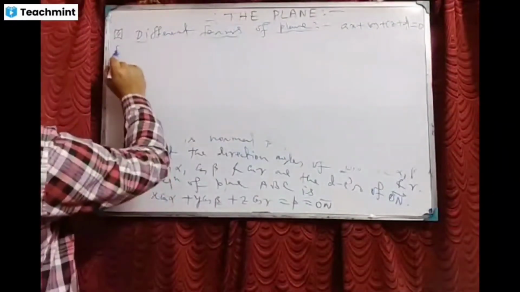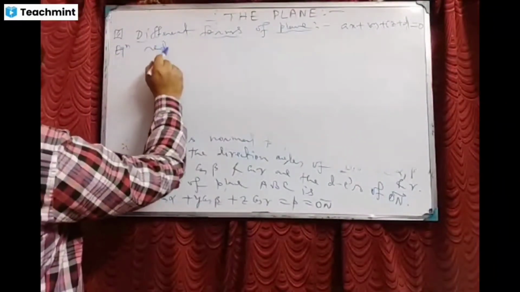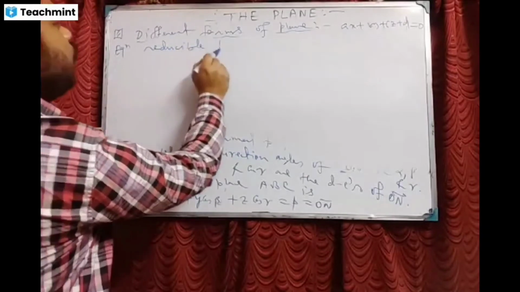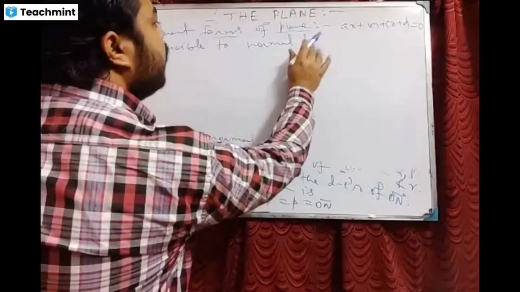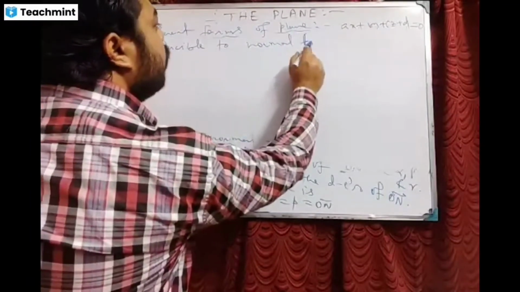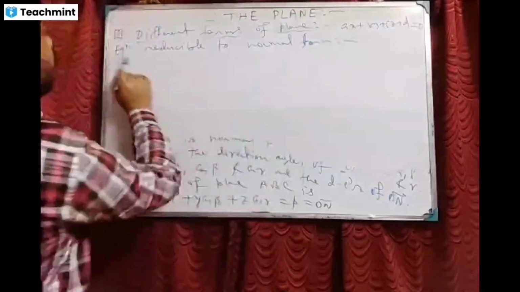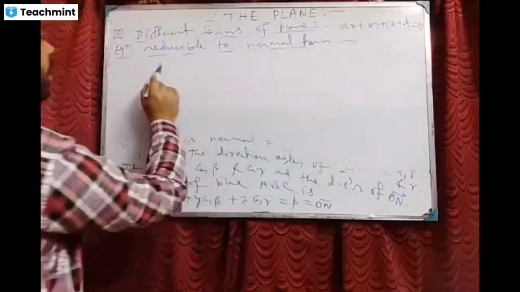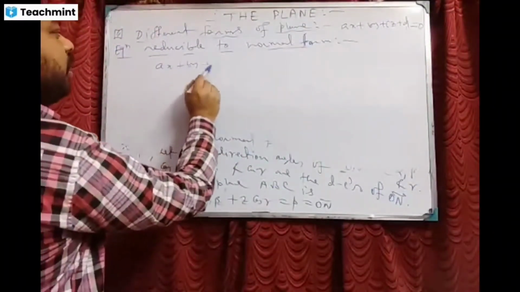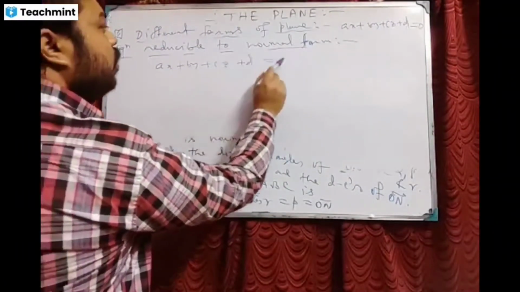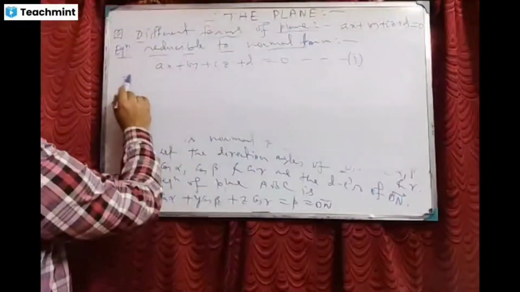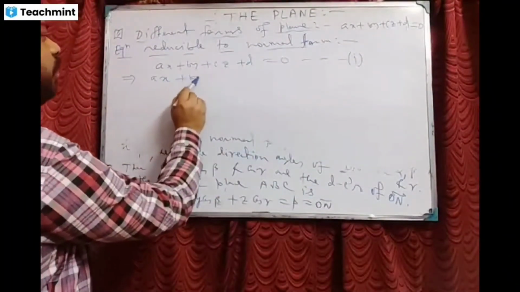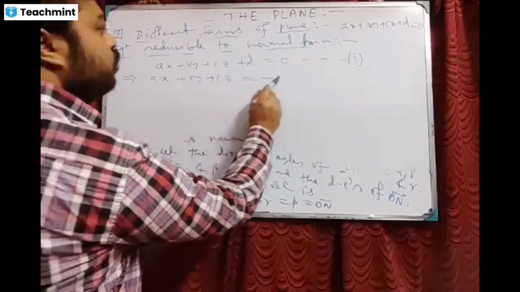Equation reducible to normal form. That is ax plus by plus cz plus d equals to 0. This is the equation of plane. So we may write this equation as ax plus by plus cz is equal to minus d.